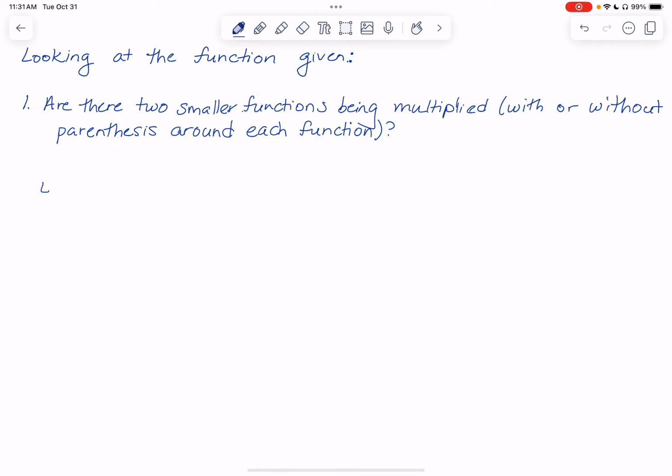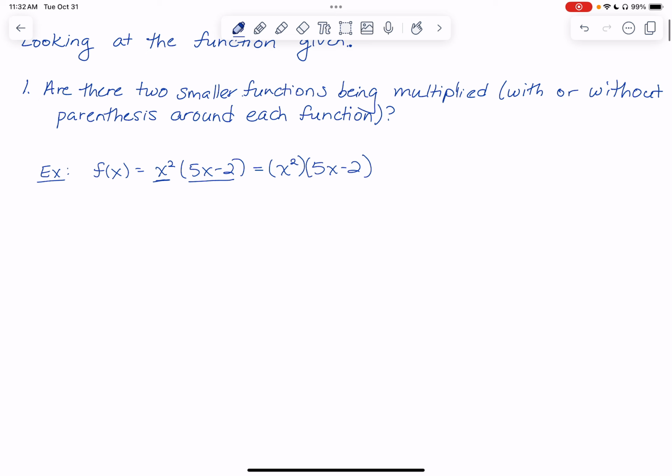So if we look at a couple of examples, let's say I have f of x, and let's say it's equal to x squared, written like this, times 5x minus 2. If I want to use the product rule for this, I can rewrite it because I have two parts that I'm multiplying by each other. And so I have an x squared times a 5x minus 2. So I have those two quantities, a first and a second smaller function inside my big f of x function.